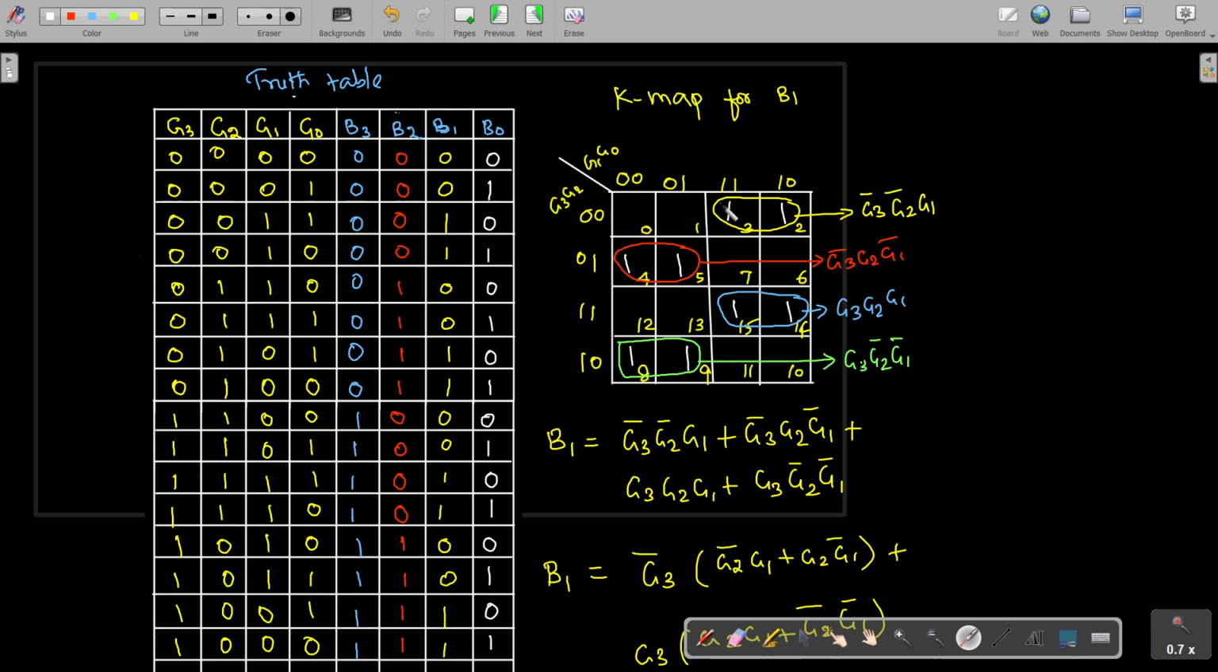Then we try to combine them. Here we can combine them as pairs. Okay, no octet, no quad. Only pairs are available. So we have 4 pairs and we can write the expression for this. On this side it is G3 bar, G2 bar, and on this side G1 alone is available. G naught gets cancelled because of the 1 and 0 values. So it is G3 bar, G2 bar and then G1.